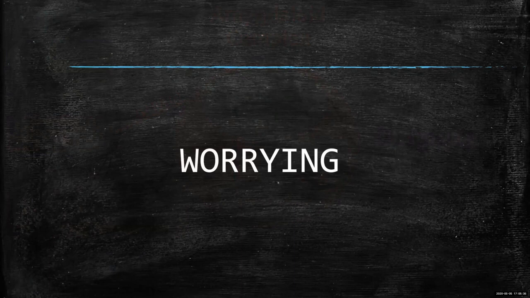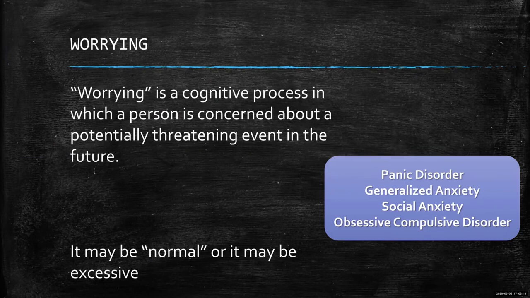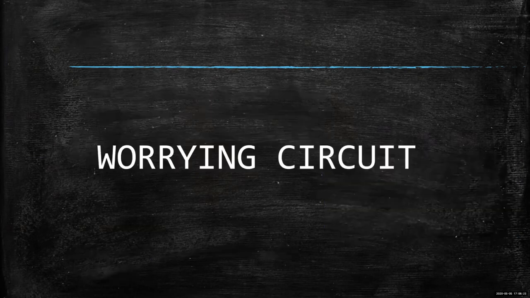What about worrying? Is worrying any different than anxiety? So worrying is a cognitive process in which a person is concerned about a potentially threatening event in the future. Worrying is about the future and what might be. And now this may be normal. For example, when you're about to take a test, you may feel some anxiety, some worrying about the test. But if it becomes excessive, it can be debilitating, and it can take over your life. Worrying is a core symptom of panic disorder, generalized anxiety disorder, social anxiety disorder, and obsessive compulsive disorder. So how does worry work in the brain?